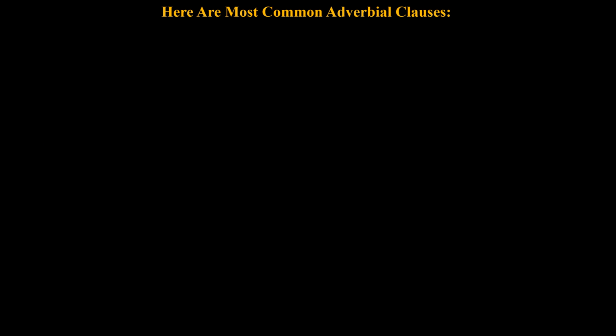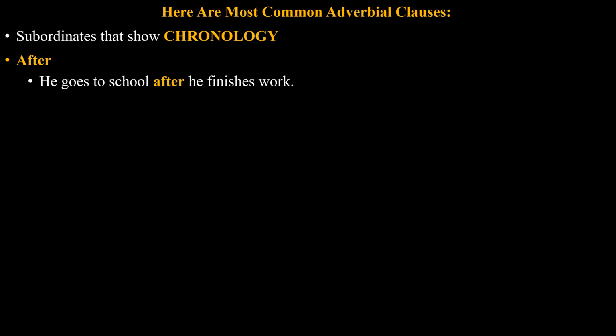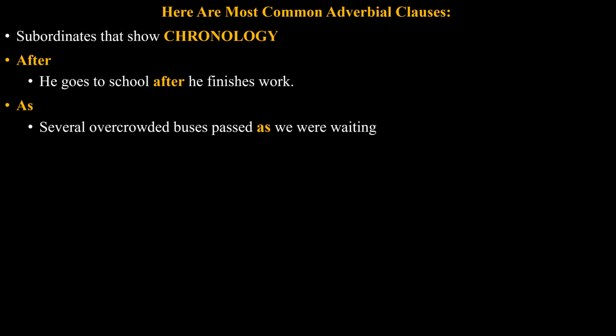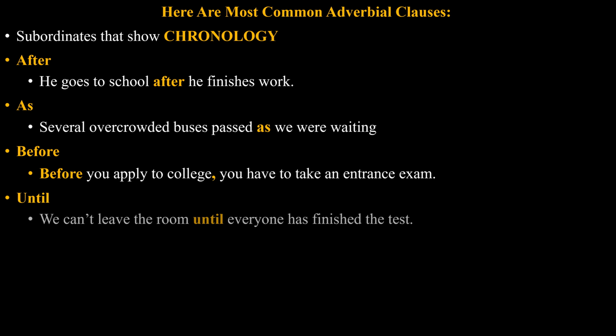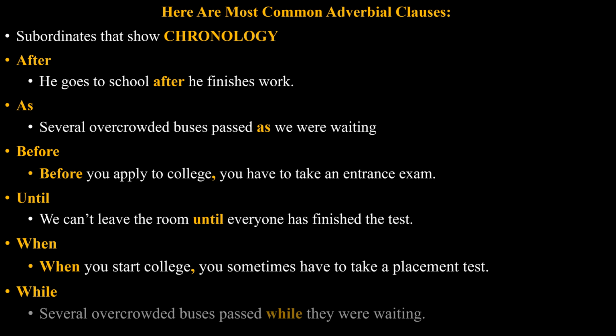Okay. Now let's take more adverbial clauses. Let's see the subordinators that show chronology in the sentence. For example, after. He goes to school after he finishes work. I can use as. Several overcrowded buses passed as we were waiting. Before you apply to college, comma, you have to take an entrance exam. Now remember, this subordinator is in the beginning, so I have to put a comma before the pronoun. Very good. So you can use until, you can use when, and you can use while.